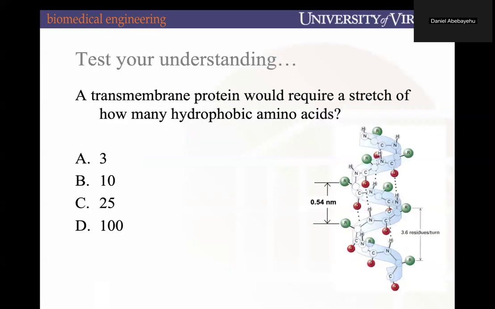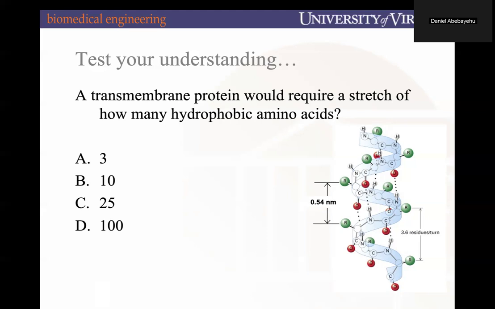Given that we know the thickness of the cell membrane is 4 nanometers, and given that each turn is about half a nanometer, and for each turn we have 3.6 residues or amino acids, for a transmembrane protein, how many hydrophobic amino acids would be required in a stretch across the cell membrane? So we're going to do a quick back of the napkin calculation.